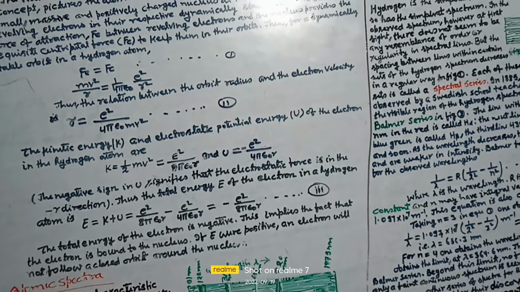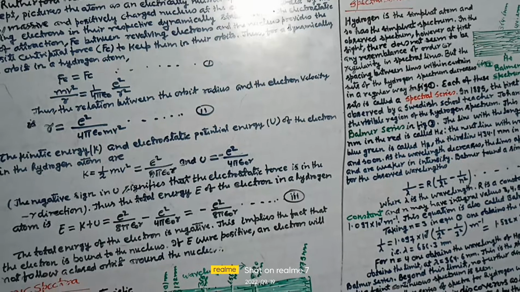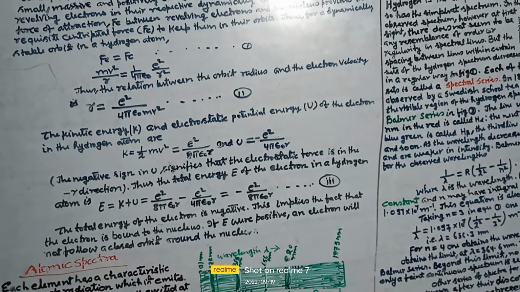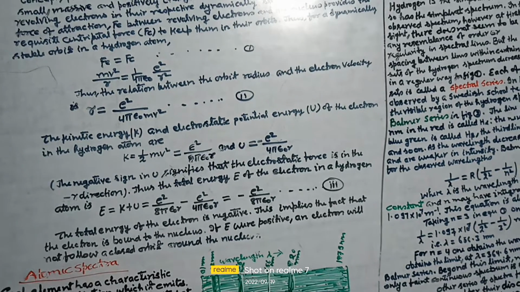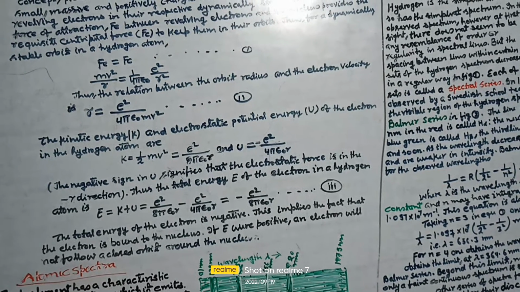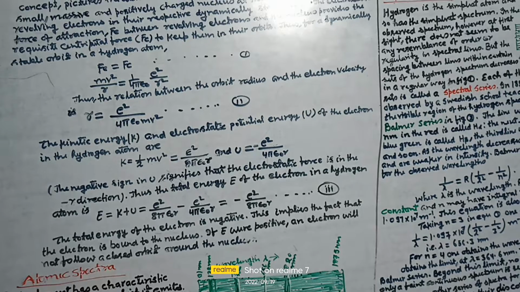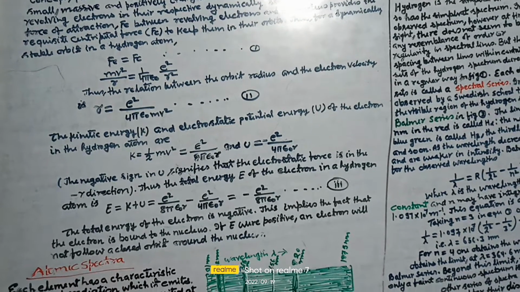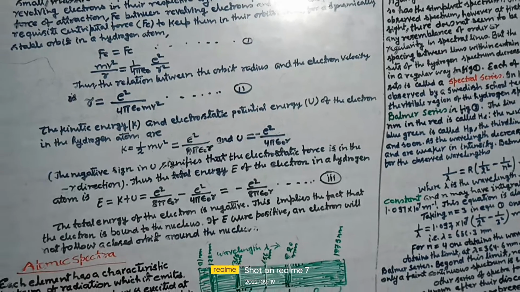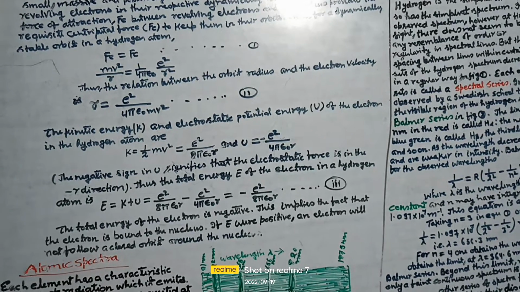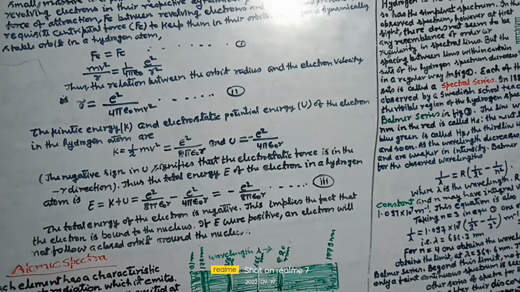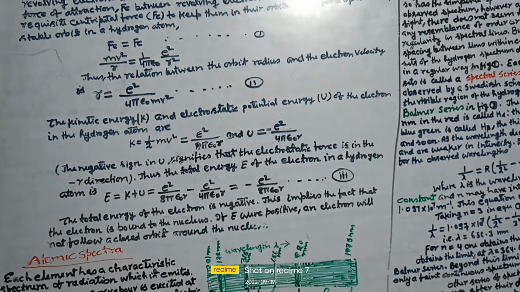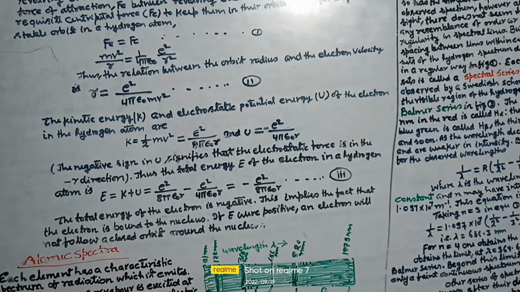Thus, the total energy E of the electron in a hydrogen atom is E equals K plus U equals e square by 8 pi epsilon naught r minus e square by 4 pi epsilon naught r equals minus e square by 8 pi epsilon naught r. The total energy of the electron is negative. This implies that the electron is bound to the nucleus. If E were positive, an electron would not follow a closed orbit around the nucleus.